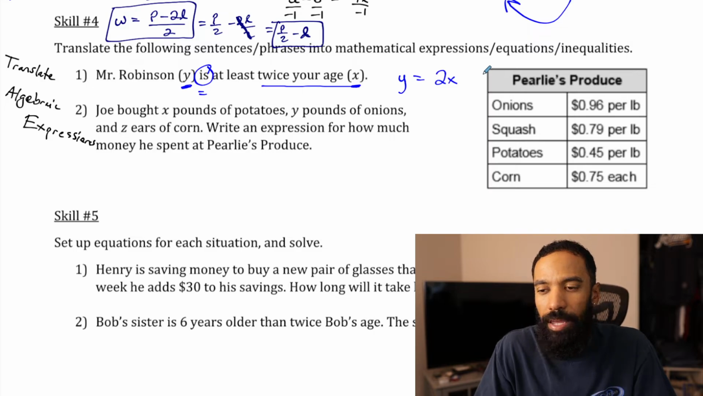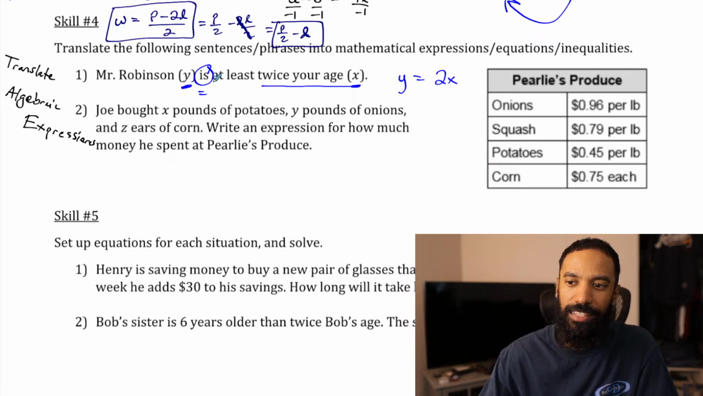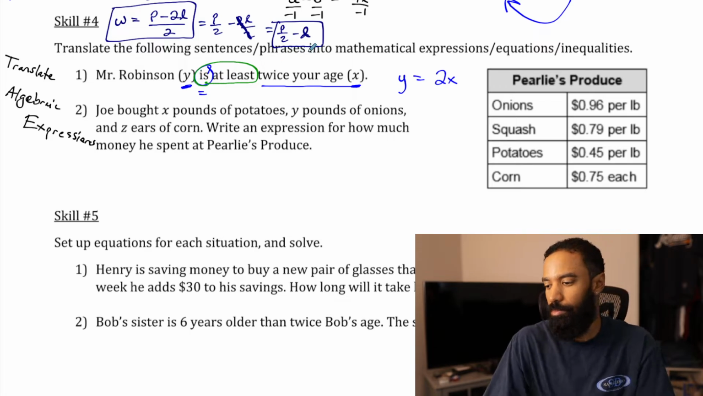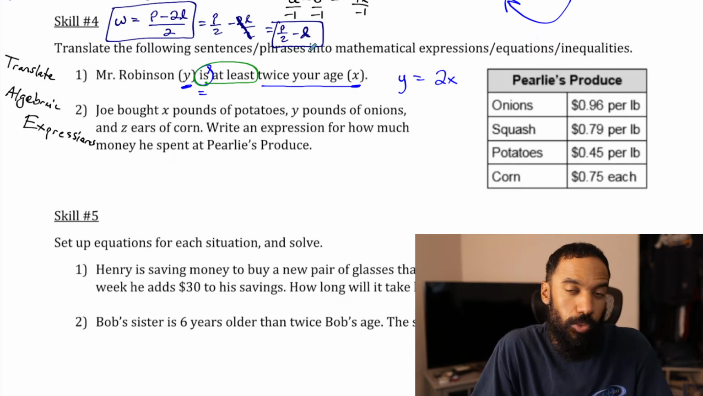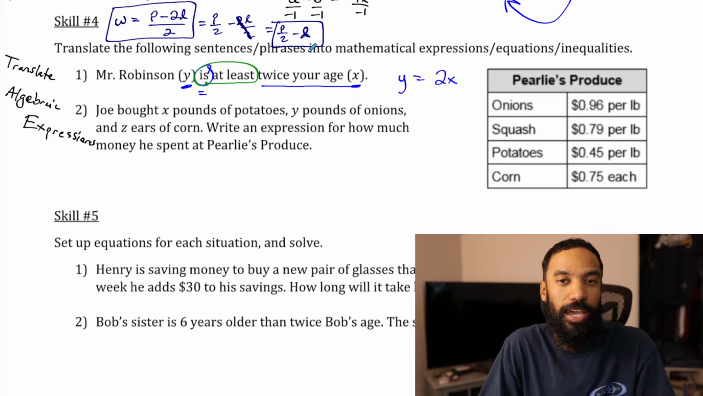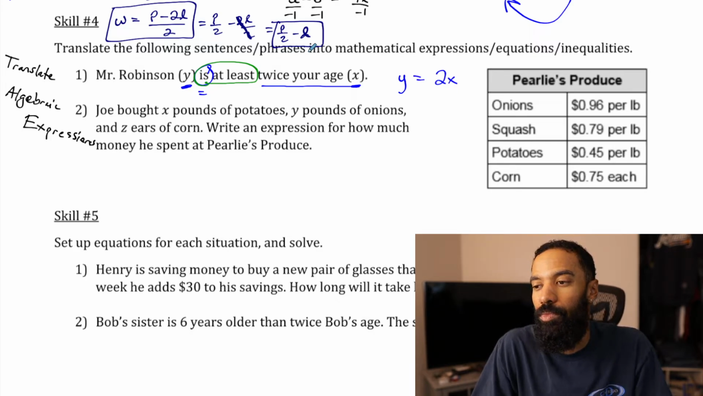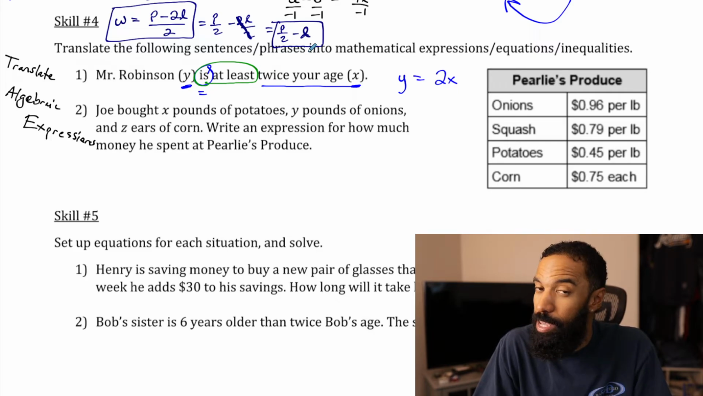Okay? But it says at least twice your age. Is at least twice your age. That means you could be 10 years old because whatever age you are, I may be double that age or I may be more, which I am. I'm not 20. So how do you write "is at least"? We don't have an equal sign anymore. I could be twice your age, but I also could be more.